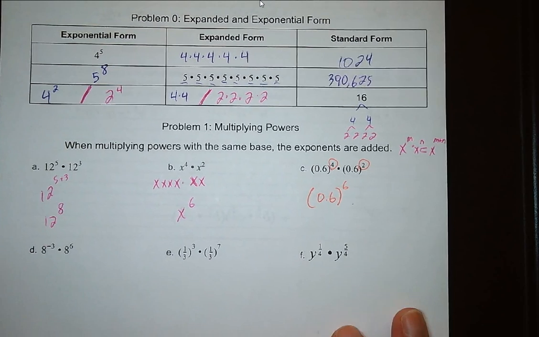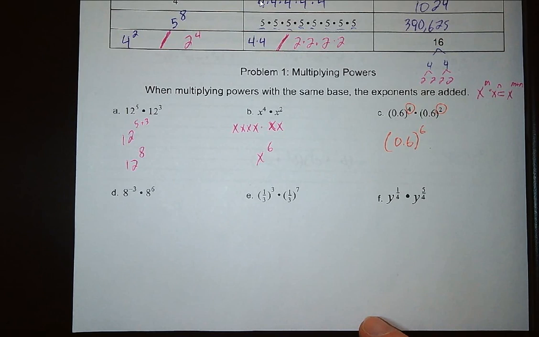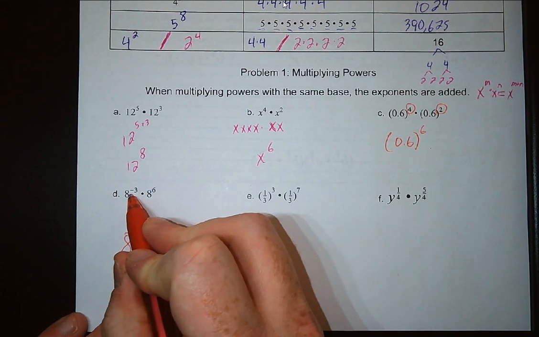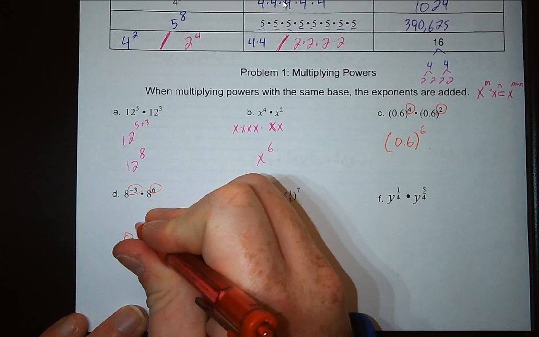Okay. Now we can also have negative exponents, and we're going to go into much more detail on negative exponents a little bit later. But right now, since we are just combining them, we're looking at what is the base. Our base is 8. Our exponents, we have negative 3 plus 6. Negative 3 plus 6 is 3.